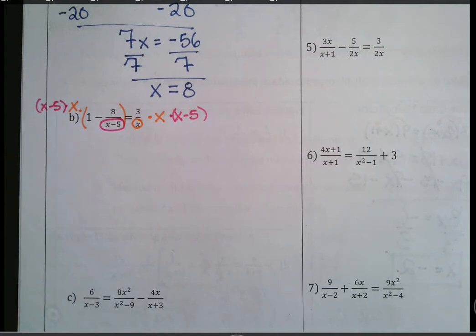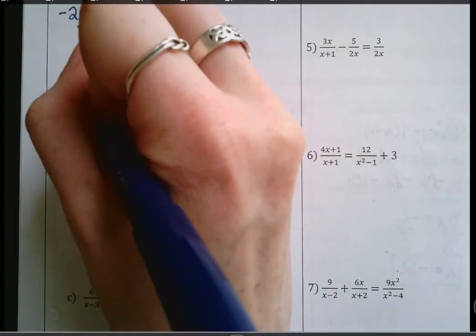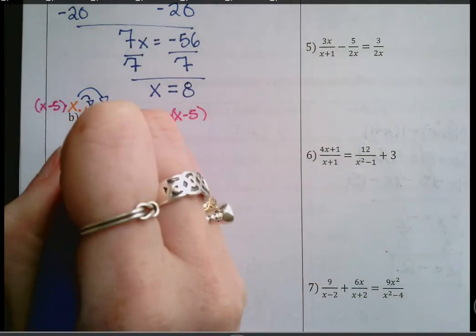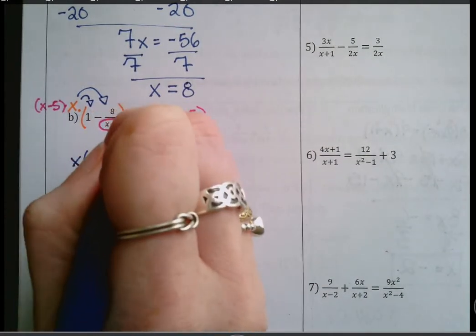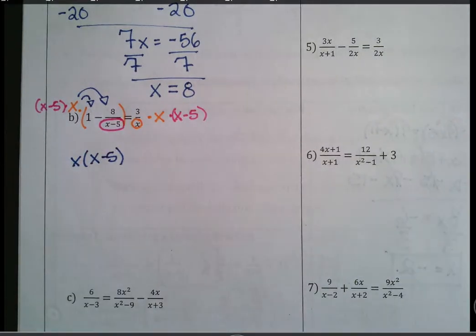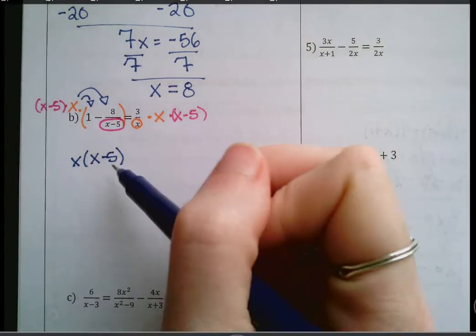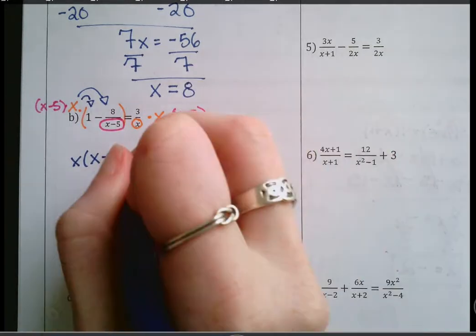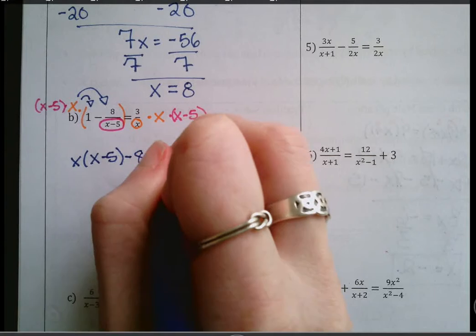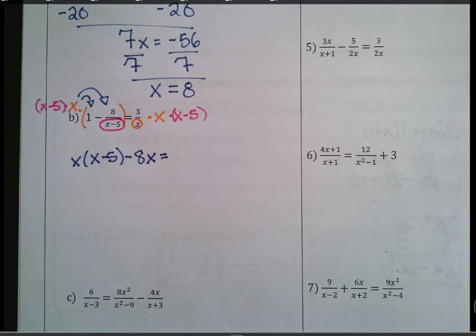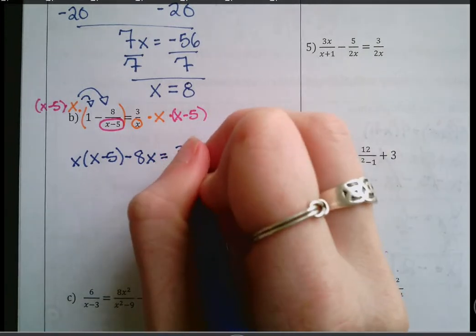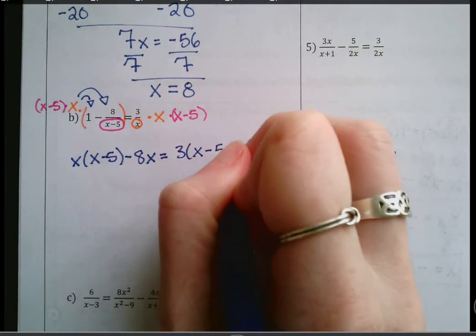So when I distribute this here, because remember I need to multiply it by each of my terms, when I multiply by 1, it just comes back out. I have an x times an x minus 5, and I would keep them factored for now. Then, when I distribute here, the x minus 5's cancel, but the x is left behind, so I have a minus 8x is equal to, here, the x's cancel, a 3 times an x minus 5.